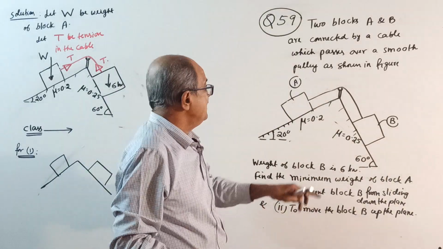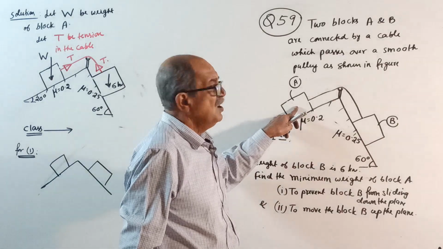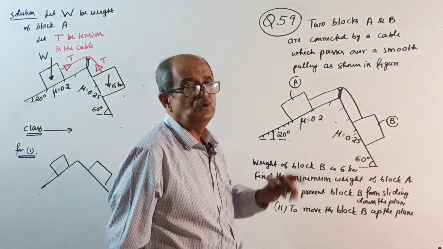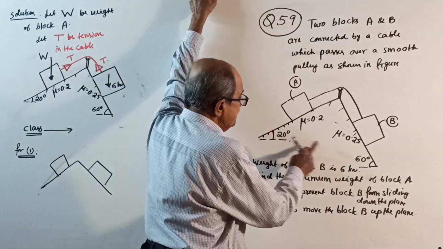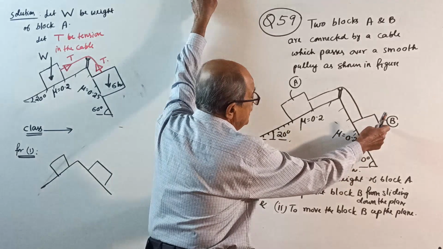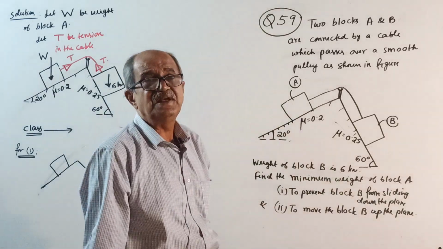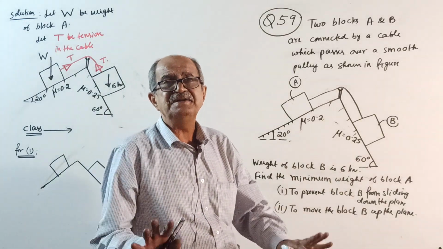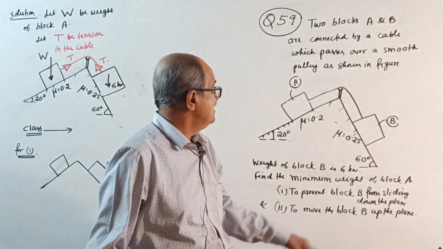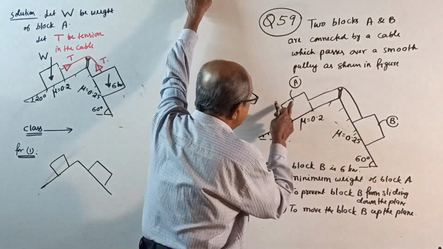The coefficient of friction I have written here: this is 0.2, 0.25. They can tell the coefficient of friction for the contact surface of block A and the inclined plane is 0.2 and that for block B is 0.25. Now, 20 degrees, 60 degrees. Weight of block B is 6 kilonewton. 6 kilonewton is nearly 600 kgs. For understanding, imagine a little lightweight car. Now, find the minimum weight of block A.